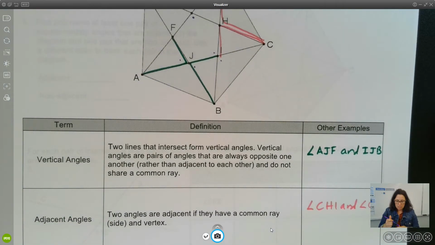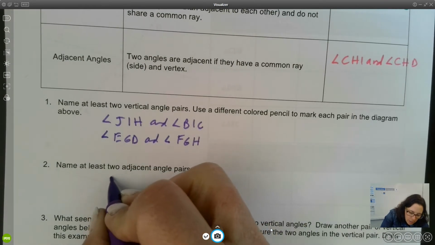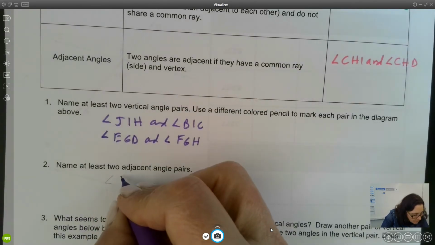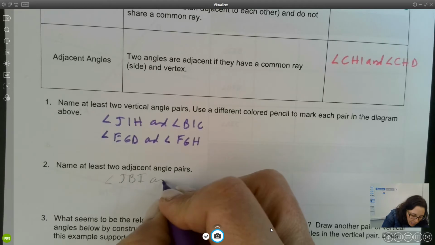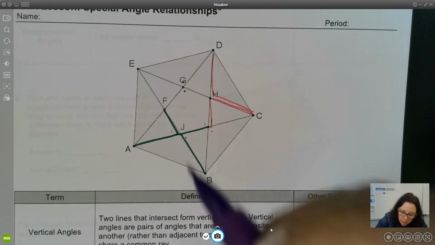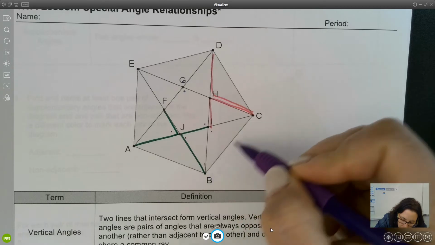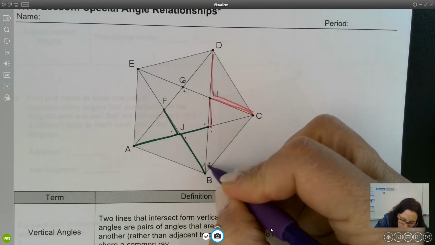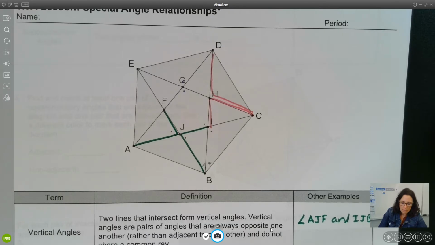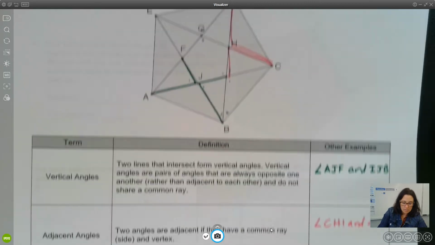Okay, let me get another color going. I can use a pencil on this one. Name at least two adjacent. So here are a couple. Angle JBI and angle IBC. JBI right here, and IBC right here. So these two angles are adjacent to one another. Okay, they share a side and a vertex.